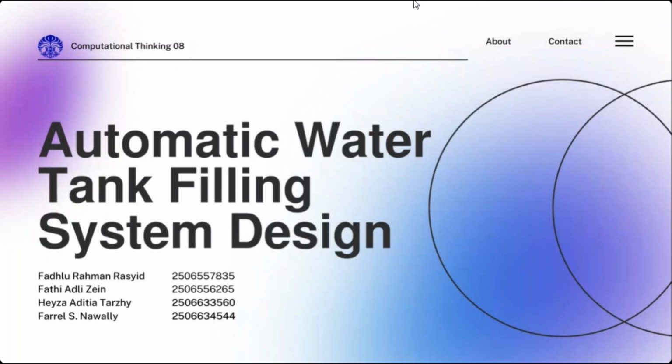So for tonight, we are going to present our project, where we chose the topic of an automatic water tank filling system design, from Group 8 of Computational Thinking. Before that, we will introduce ourselves first.